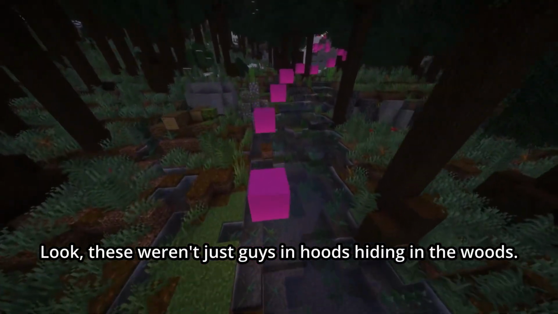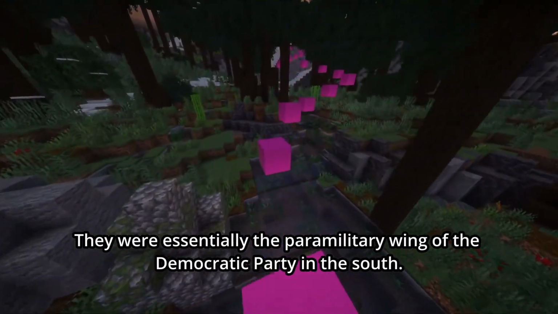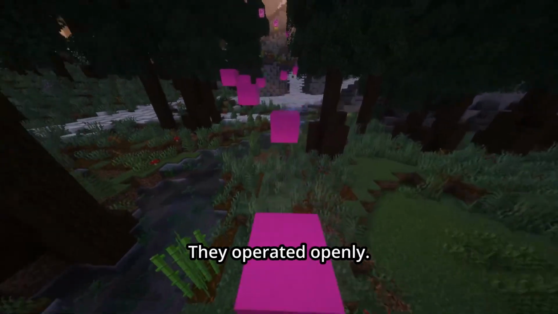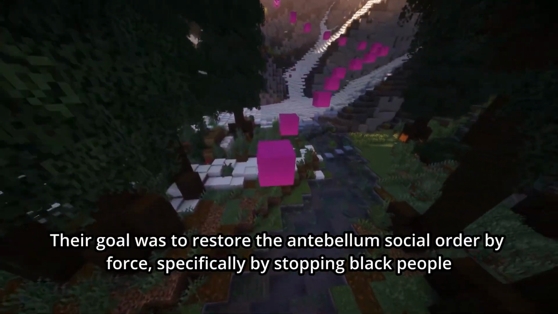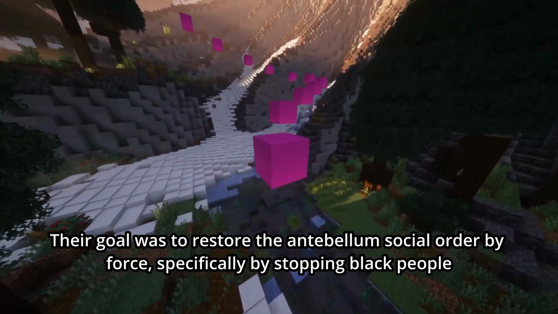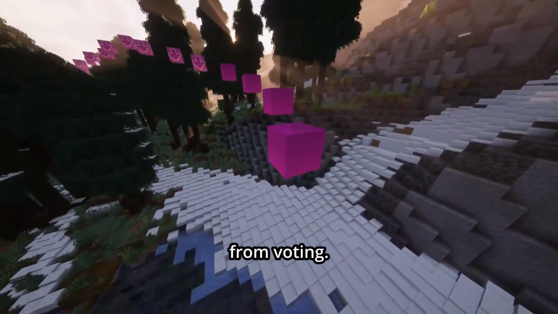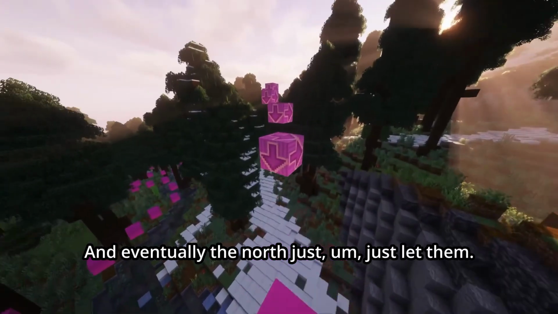Look, these weren't just guys in hoods hiding in the woods. They were essentially the paramilitary wing of the Democratic Party in the South. They operated openly. Completely openly. Their goal was to restore the antebellum social order by force, specifically by stopping Black people from voting. And eventually the North just let them.